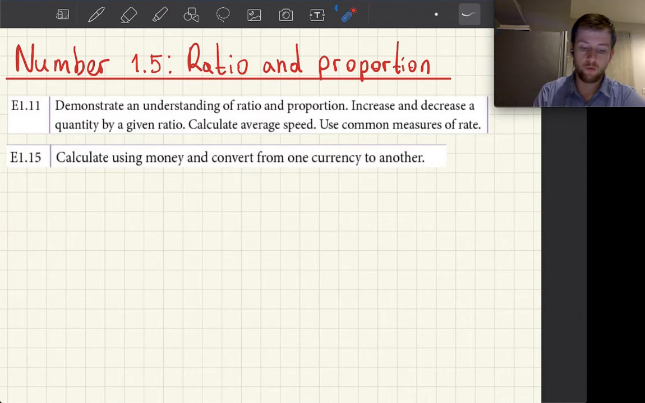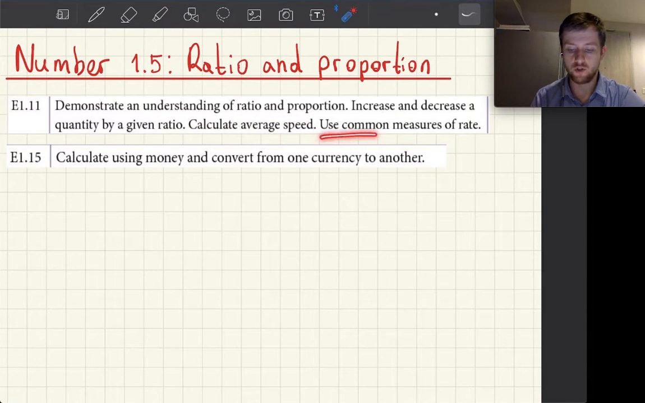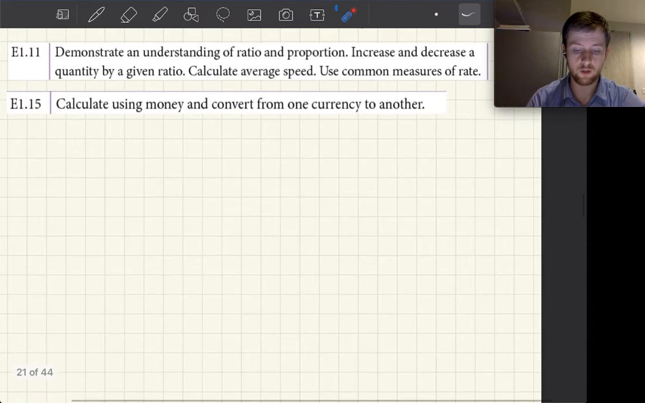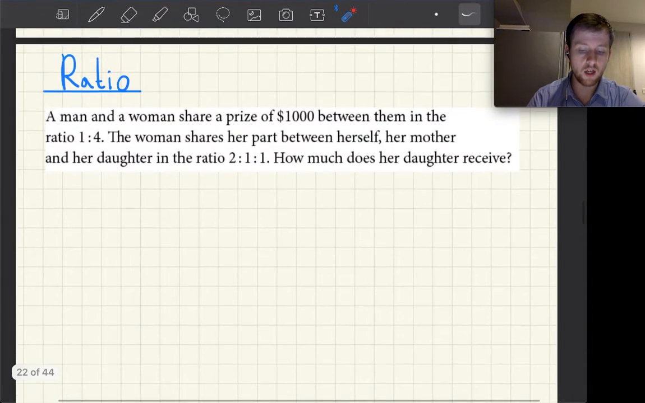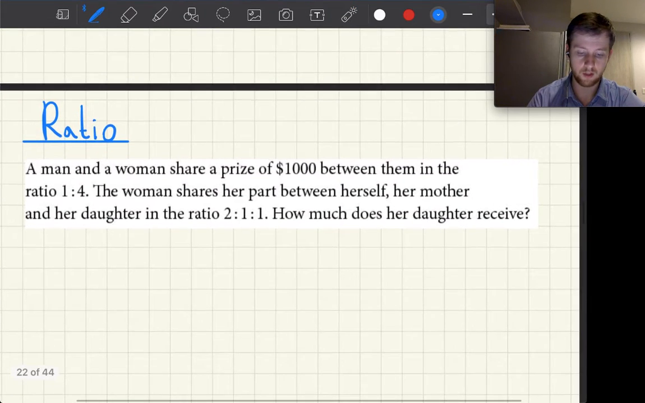This one we're going to go through in the next lesson, and we have to use the measures of rate. And another one: calculate using money and convert from one currency to another. So we will also talk about money quite quickly. Okay, so let's start with ratio. Let's see what we can do here.